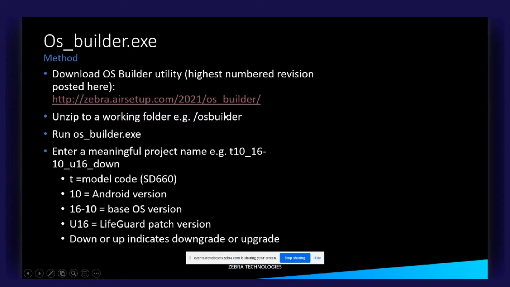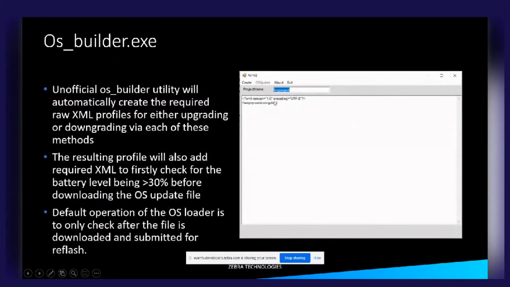Unzip that to a working folder on your PC. So, for example, OS Builder. Run the osbuilder.exe file. It has a dependency on the .NET framework, so if that's not already installed, it will prompt you to install that. But otherwise it will run, and you can then at this point enter your project name.